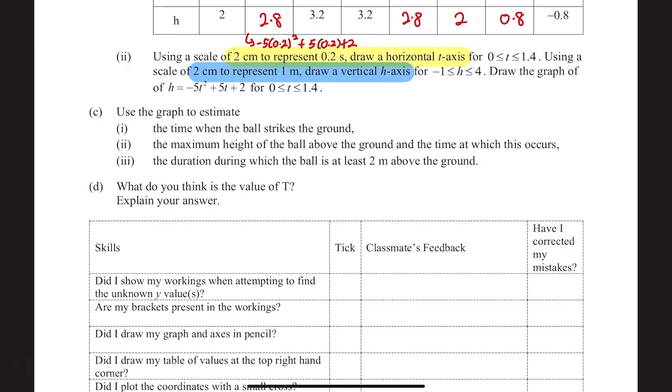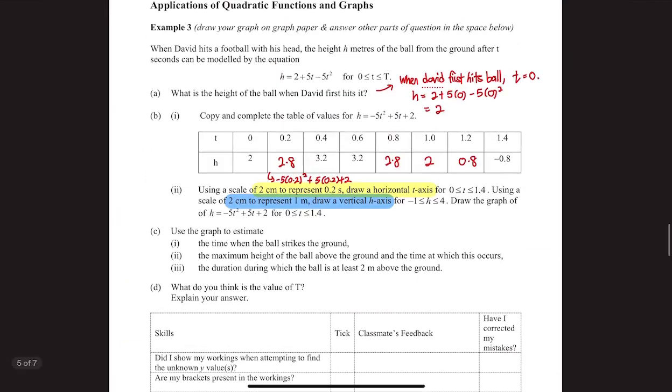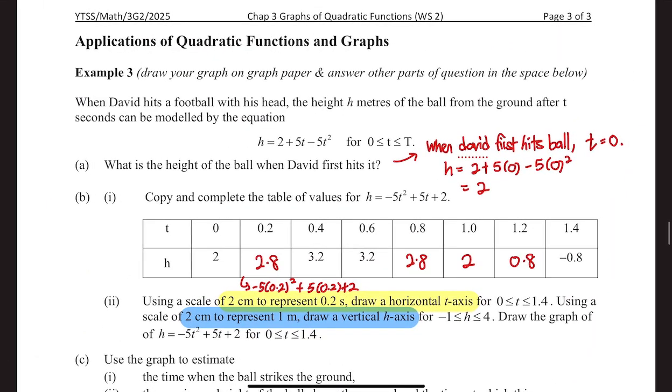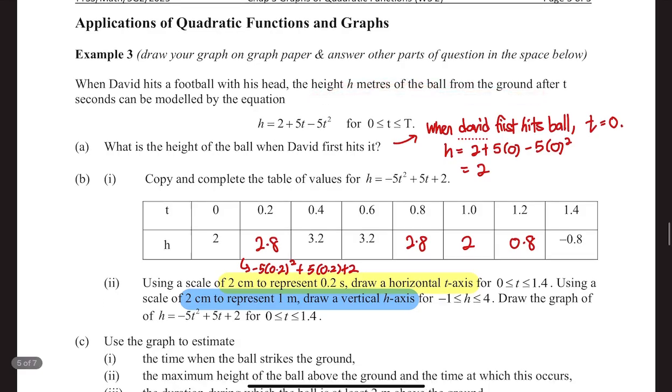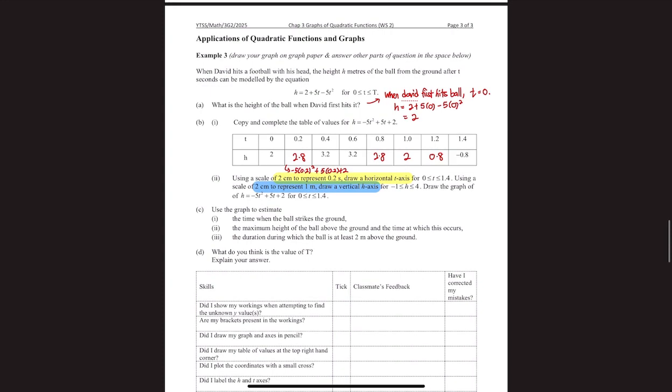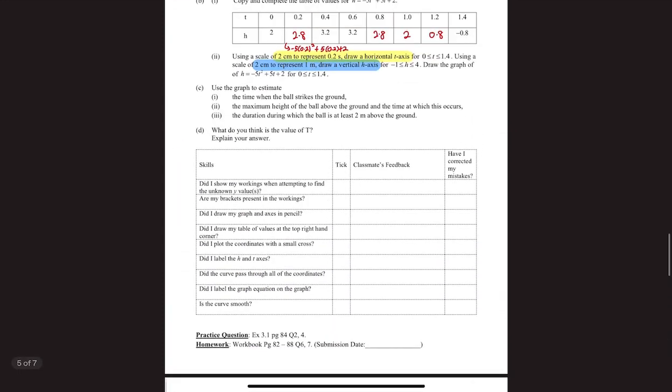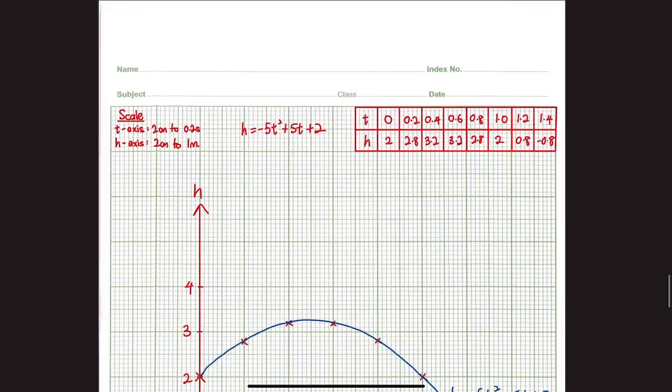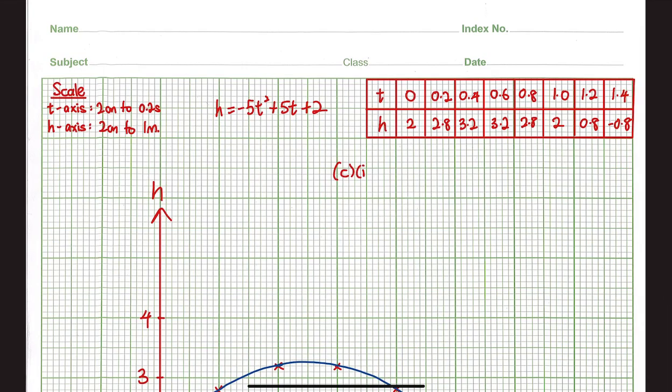Use your graph to estimate the time when the ball strikes the ground. So when the ball strikes the ground, it means that h, remember what is h? h is the height of the ball from above the ground. So when the ball hits the ground, my h will be equal to 0. So over here, part C, part 1. When the ball hits the ground, h will be equal to 0.